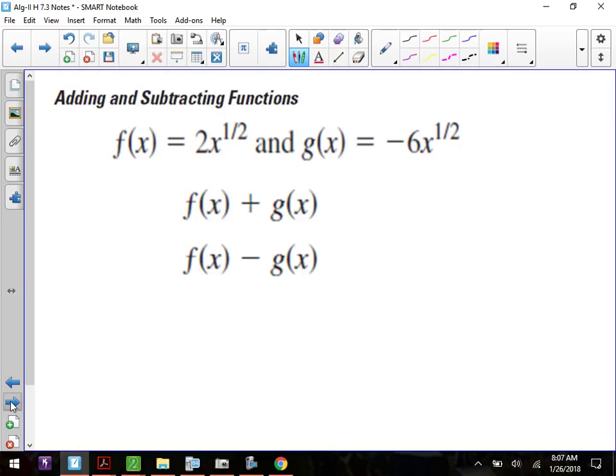So what is f of x plus g of x? Negative 4x to the half. It's not taking the square root of the 4, negative 4, is it? No. And what's f of x minus g of x? 8x to the half.